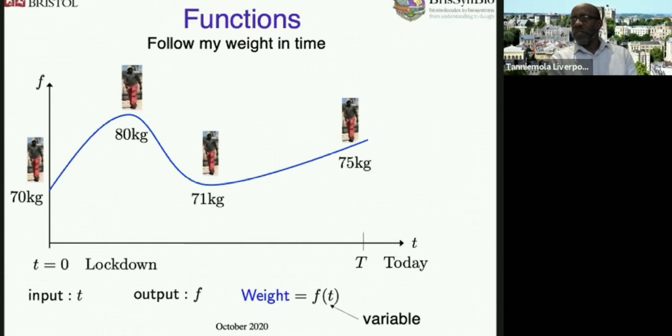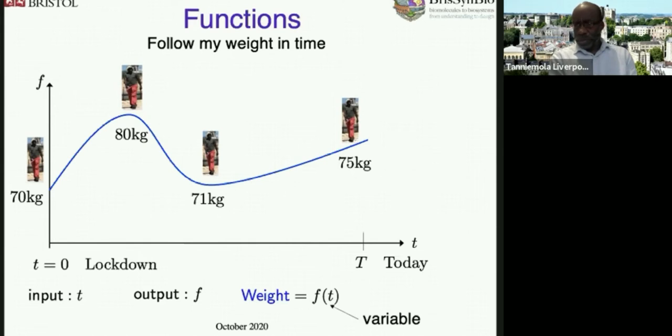After a bit of regular exercise, my weight went down to close to what it was before. But then after a time, my motivation lagged, and I wasn't doing as much exercise as I was at the beginning. So my weight slowly crept up over time. So today it's not as high as it was at my peak, but a bit higher than it was at the beginning of lockdown. So my weight, as it varies through time, is an example of a function. It has an input, time, and an output, my weight, which I call f.